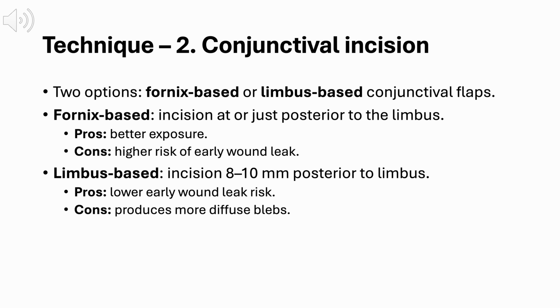A limbus-based incision starts farther back, about 8 to 10 millimeters posterior to the limbus. It tends to be more watertight in the early postoperative period and often produces a more diffuse bleb. The downside is that exposure can be less generous, so the choice comes down to surgeon preference and patient-specific anatomy.